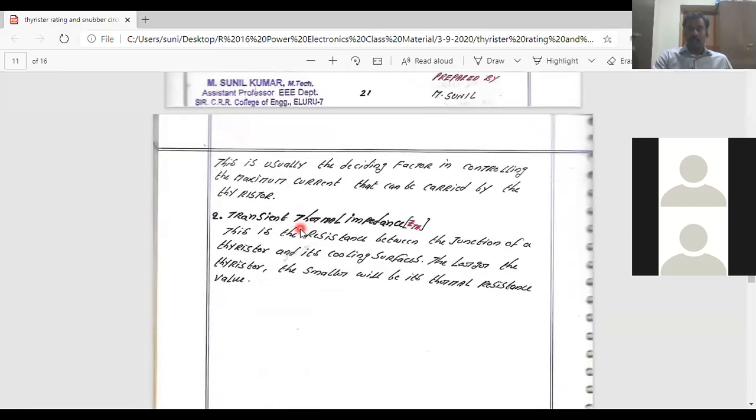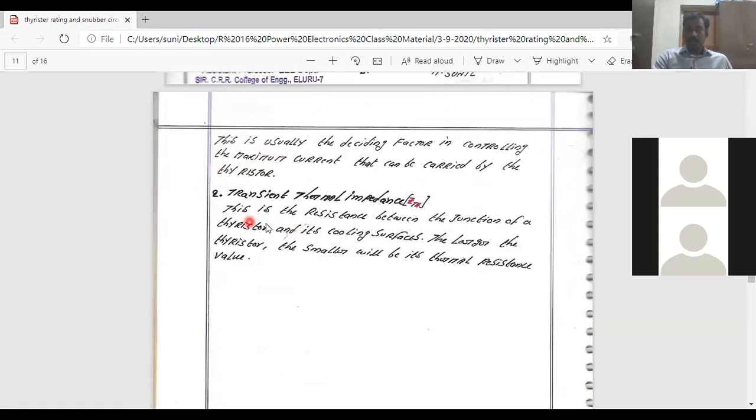Then you are going to have one more parameter related to the thermal impedance, that is the transient thermal impedance. What is this transient thermal impedance? It means the resistance offered by the junction. The resistance offered by the junction is considered to be the thermal impedance. So if its value is going to be less, then you are going to have much higher cooling. If its value is going to be high, then ultimately you will have less cooling.